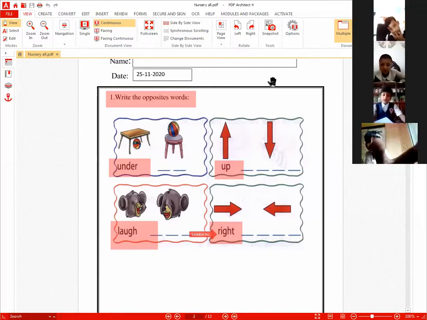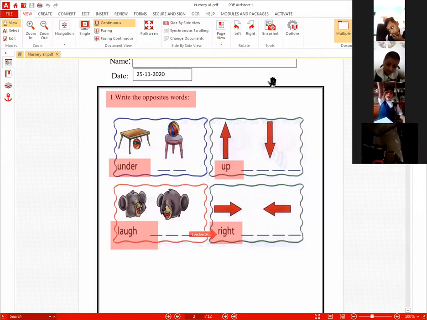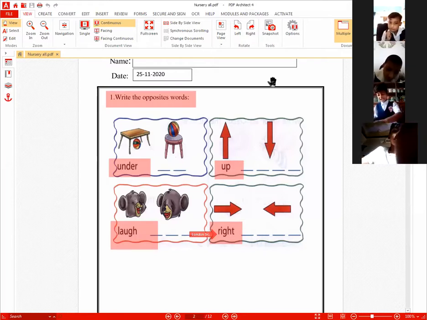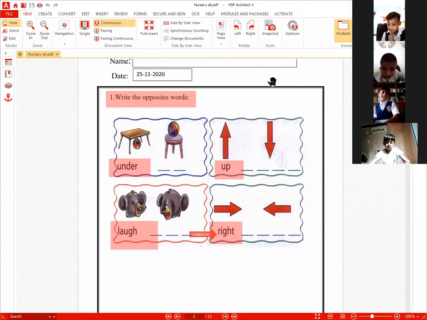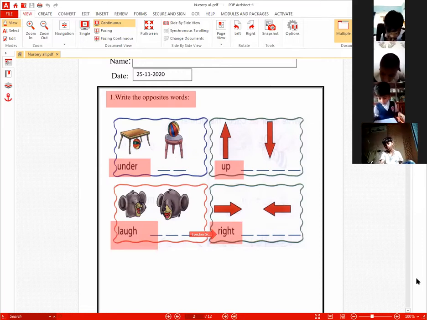Neta, have you done? Yes, I have done. Okay, Safwan is third. First is Saif, Abhimin is second, and Safwan is third. D-O-W-N, down.